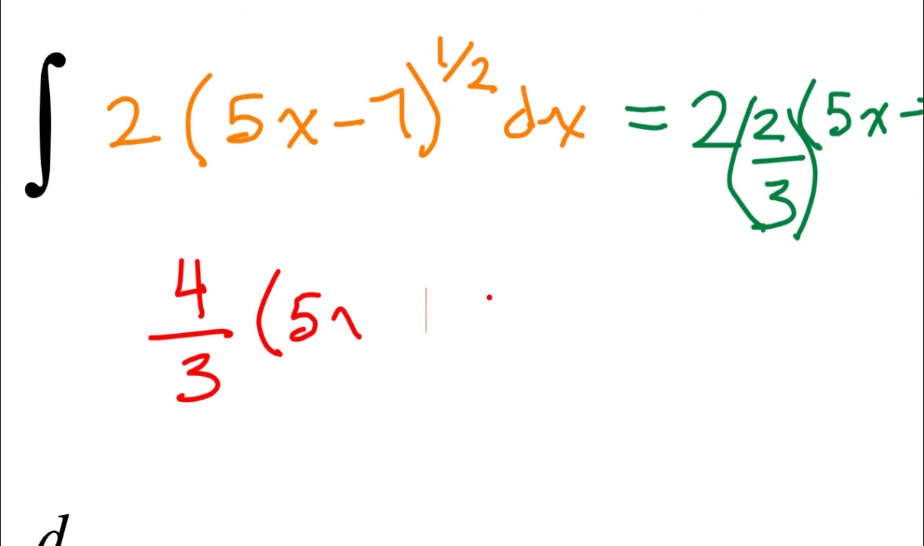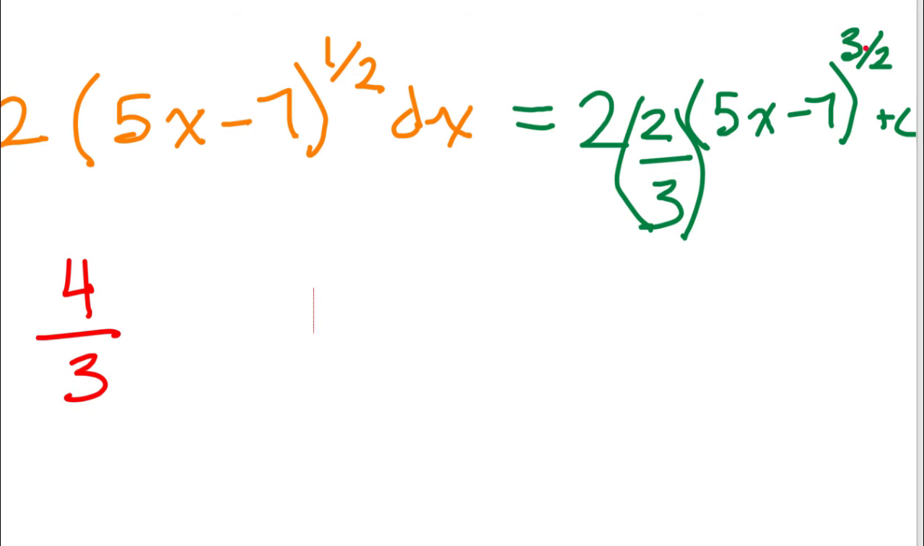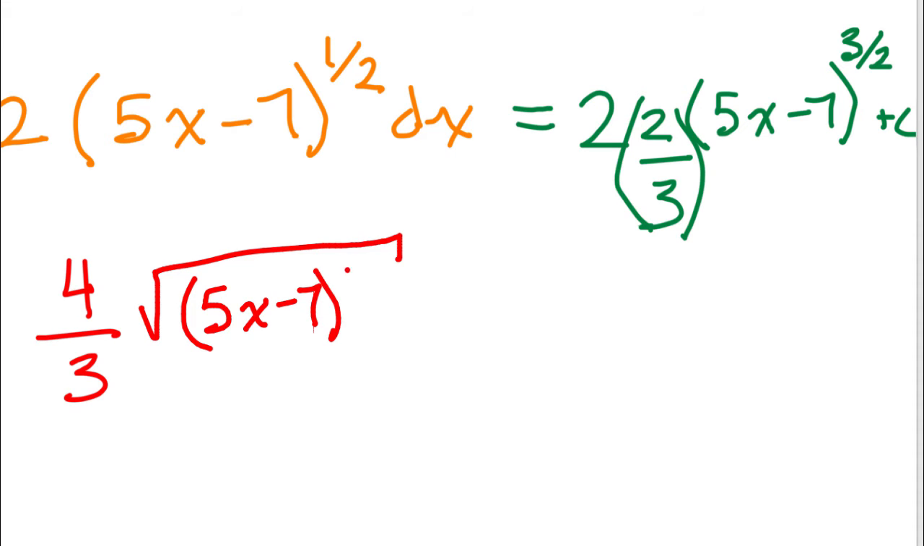So I come down here, it becomes 4/3, and I still have this 5x minus 7 to the power of, well, I guess I can make this into a square root, can't I? So power of 3 halves, that's really the square root of 5x minus 7, all of this to the power of 3. Don't forget our cake, plus c. Final answer, box it.